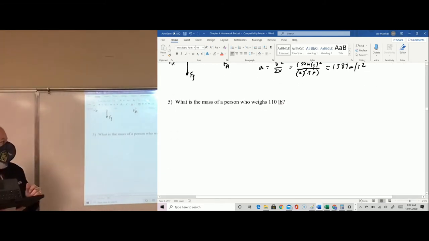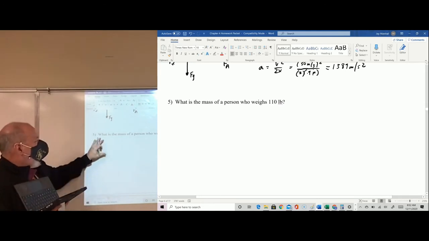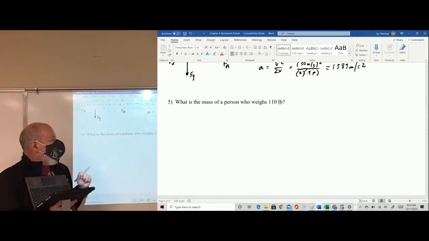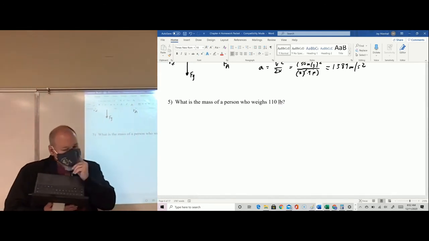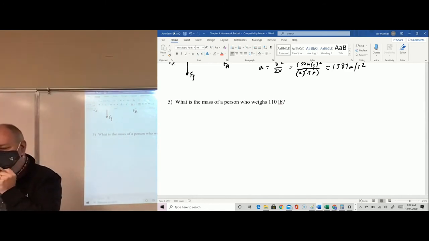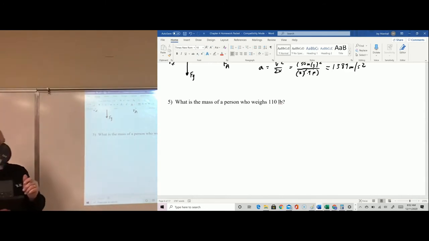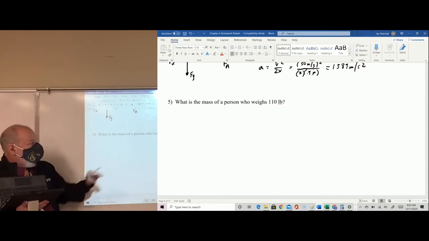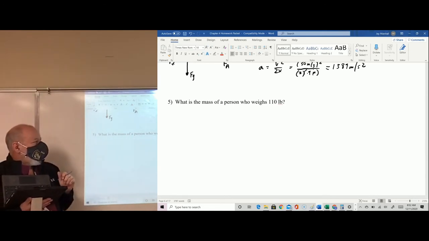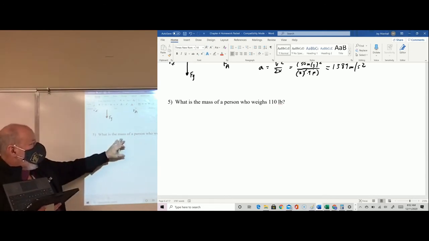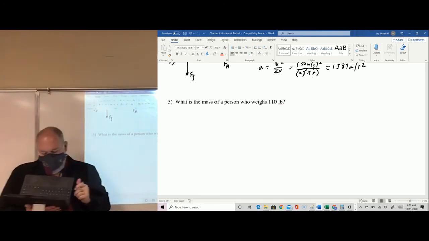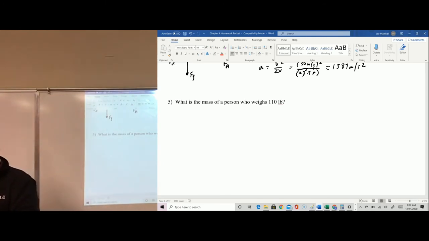Okay, we also need to talk about, we talked about weight last time. This is another type of problem that doesn't really need a free body diagram. What is the mass of a person who weighs 110 pounds? I don't remember the ratio, Dr. Marshall.